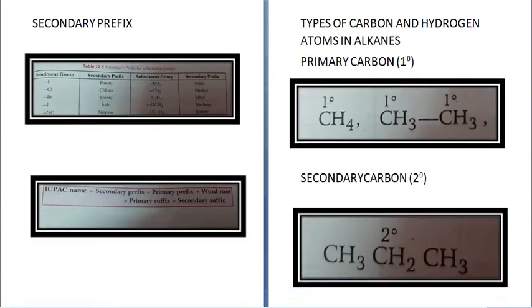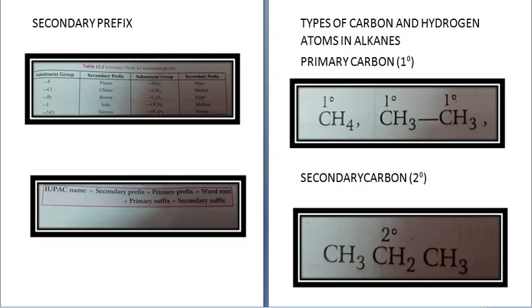In the IUPAC system, certain groups are not considered as functional groups and they are denoted as secondary prefix. For example, F, fluoro, Cl, chloro, Br, bromo, I, iodo, NO, nitroso, NO2, nitro, CH3, methyl, C2H5, ethyl, OCH3 is methoxy, because in methyl there is an oxygen, methoxy, OC2H5, ethoxy. So these are the secondary prefixes.